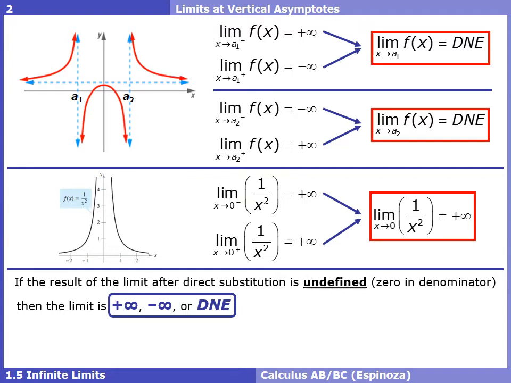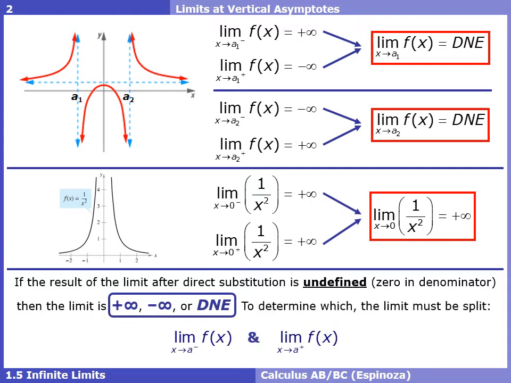If we take a limit after direct substitution and we get an undefined value, in other words, a 0 in the denominator, then we know that the answer is going to be positive infinity, negative infinity, or does not exist, just like the examples you see above. But we're going to be doing this without a graph. So how are we going to determine, based on this undefined limit, whether it's one of these three answers of positive infinity, negative infinity, or does not exist?